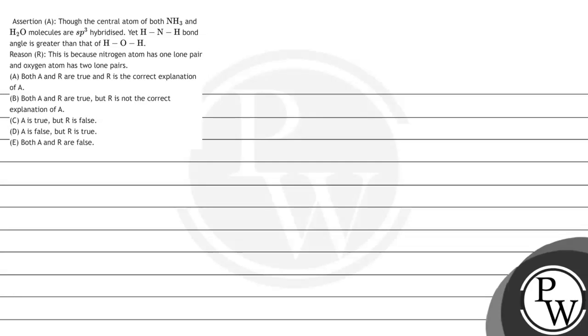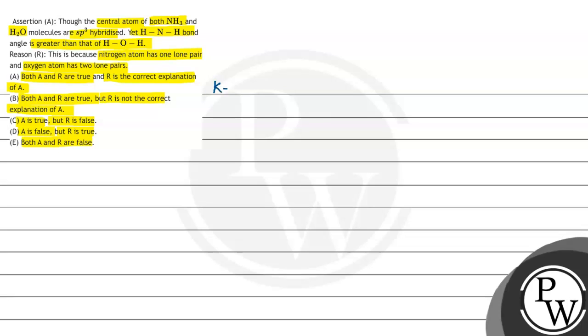The question states that the assertion is: though the central atom of both NH3 and H2O molecules is sp3 hybridized, yet the NH3 bond angle is greater than that of H2O. The reason is because the nitrogen atom has one lone pair and the oxygen atom has two lone pairs. Options: both A and R are true, and R is the correct explanation of A; both A and R are true, but R is not the correct explanation of A; A is true but R is false; A is false but R is true; both A and R are false.